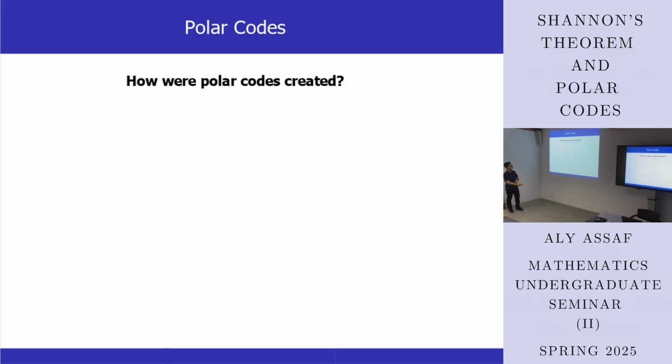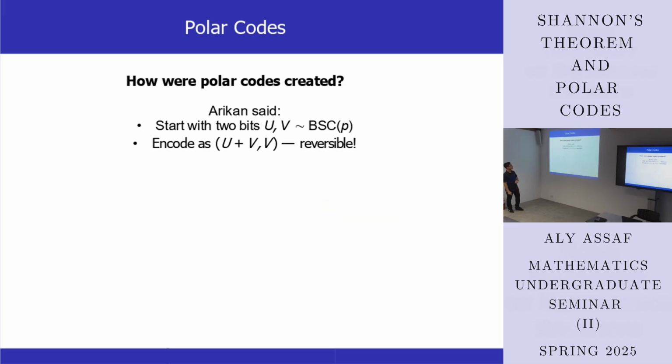Okay. So how were they created? Arikan first said, okay, let me take 2 bits, U and V. I'm going to take the XOR operation of them because I'm trying to compress them, right? But then he realized, okay, I'm not actually compressing them because I'm losing information. So instead, he tacked on a second bit, V. So now he encoded U and V as U XOR V and V, which is a reversible operation, because if I just take the XOR between these two again, I'll get U.